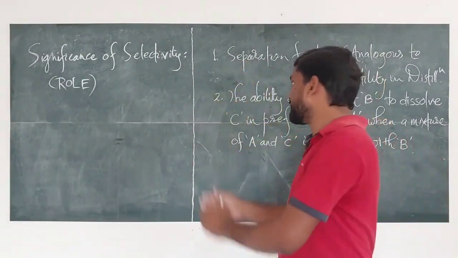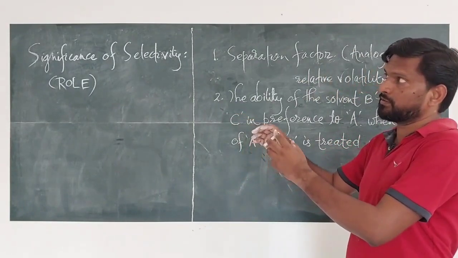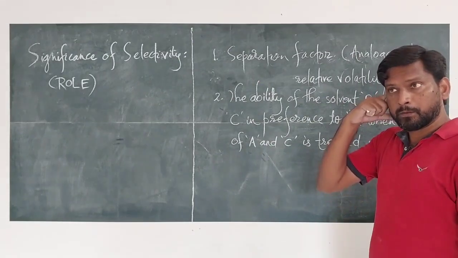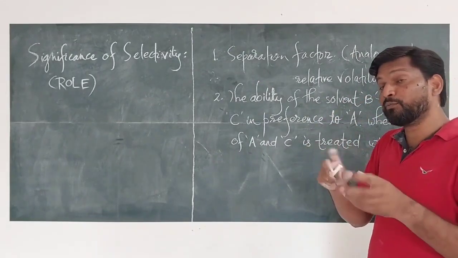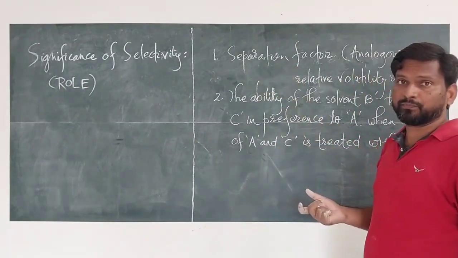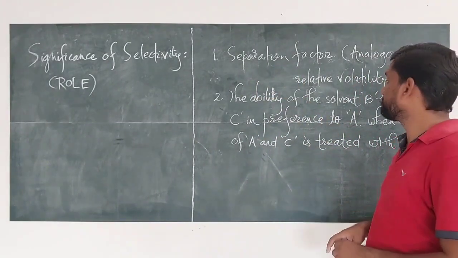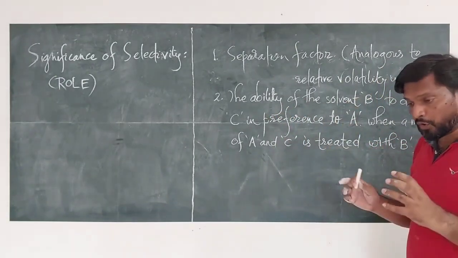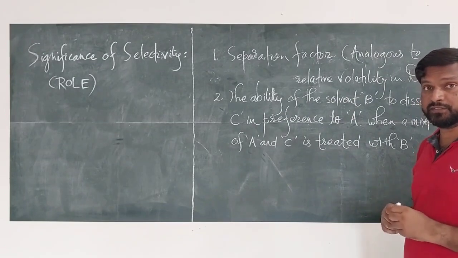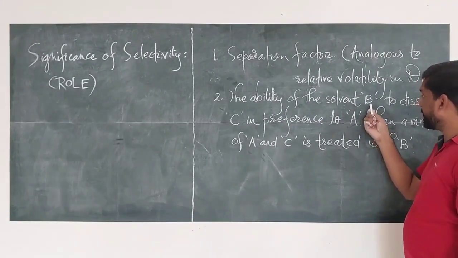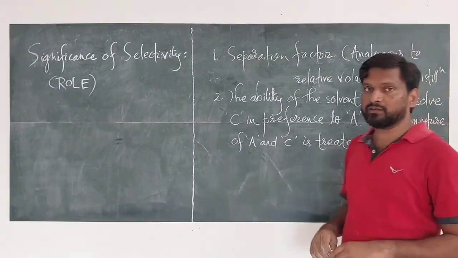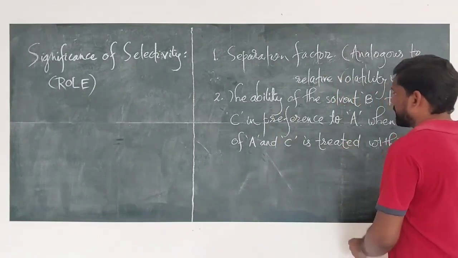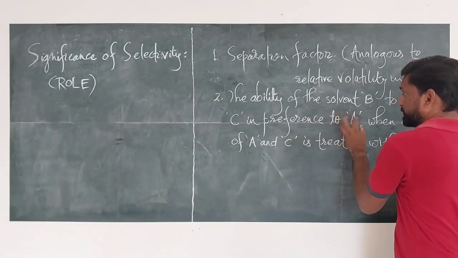And the second role, which is analogous to the first one, which is another form of the definition of separation factor, is the ability of the solvent B. What is the ability? The ability of solvent B to dissolve component C, but how? Preferentially with respect to component A.